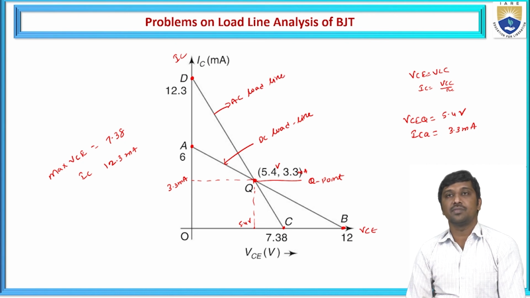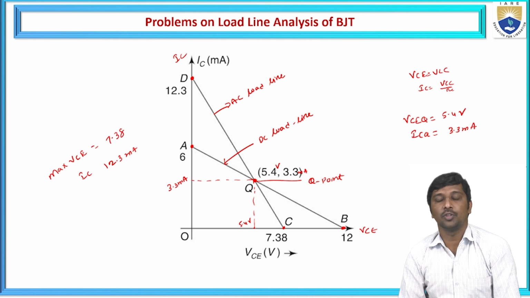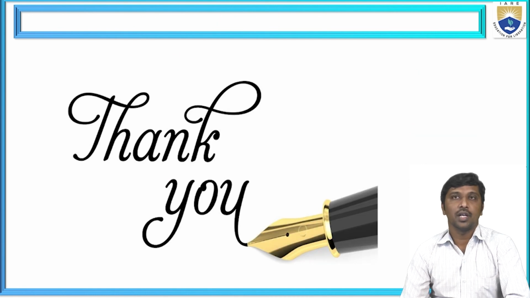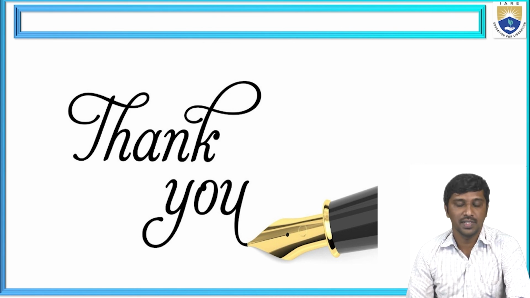So from the given specifications, we observed the DC load line parameters as well as the Q point and the AC load line. Up to this point in today's session, we observed the load line analysis problems on load line analysis of BJT.